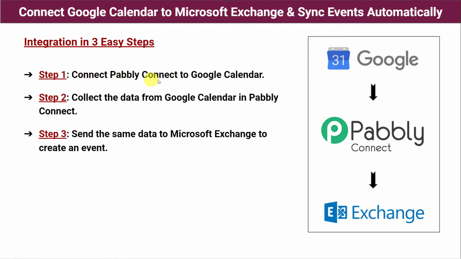So here at step 1, connect Pabbly Connect to Google Calendar. So first we have to go to Pabbly Connect and connect to the Google Calendar. We have to create an integration between Google Calendar and Pabbly Connect. At step 2, collect the data from Google Calendar in Pabbly Connect. So at step 2, Pabbly Connect is going to capture the data from Google Calendar.